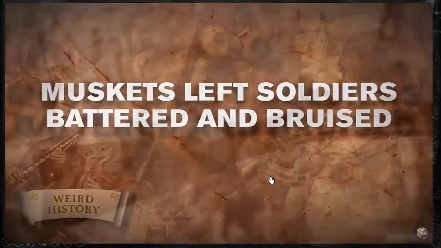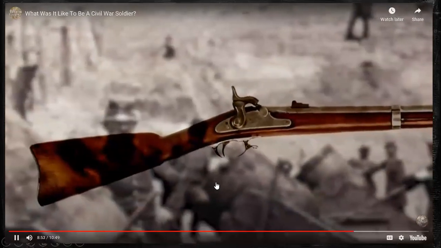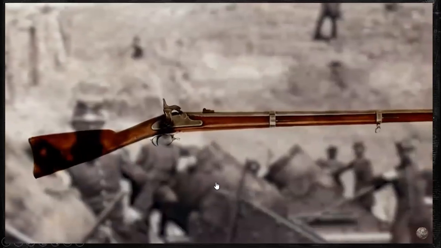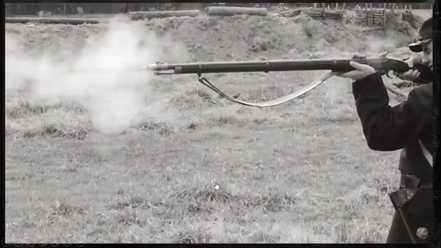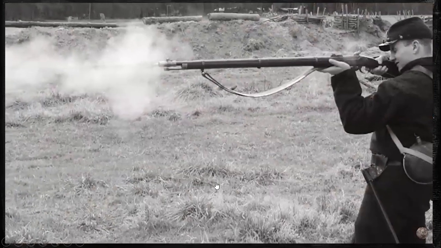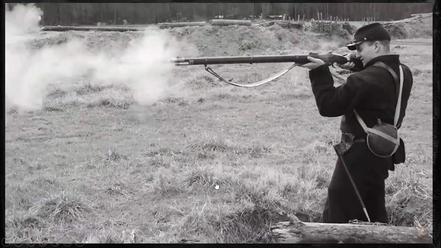If you were one of the hundreds of thousands of soldiers on the front lines, stuffing your musket with bullets and gunpowder and firing every 20 seconds, if you were fast, there's a good chance your arms were useless by the end of the day. The rifled muskets that soldiers on both sides used weighed up to 10 pounds, and they would recoil with such force, just firing the thing could put your arm out of commission.